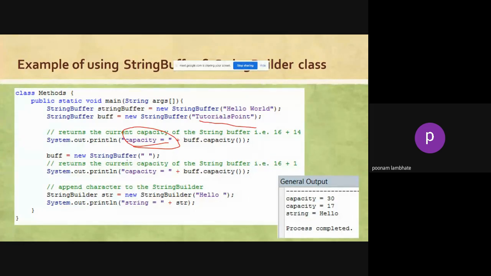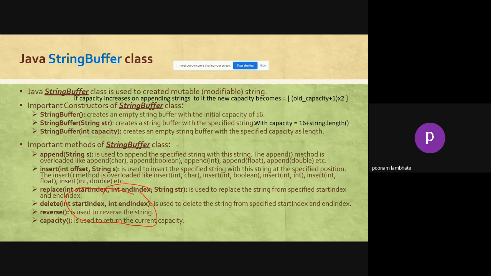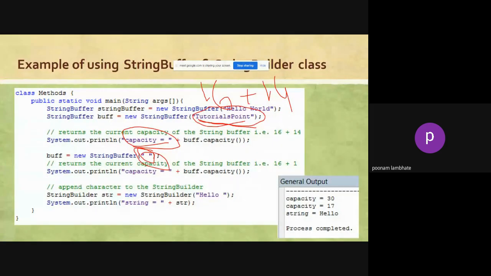Now what they're doing here, buff is equal to new string, they've made it empty now. And now if you go for the capacity, it will increase as per the string length. For example, here there are 14 characters, and the initial capacity is 16, so 16 plus the 14 characters. And here the length is only 1, so it will become 16 plus 1, the string length.